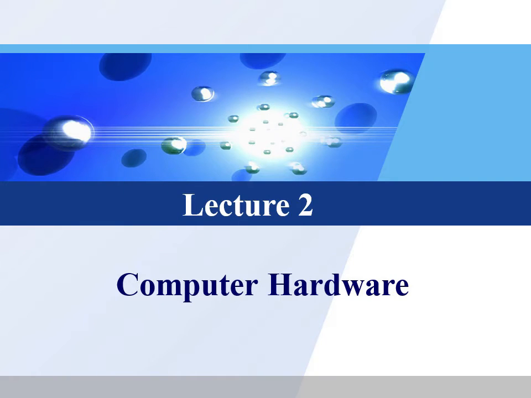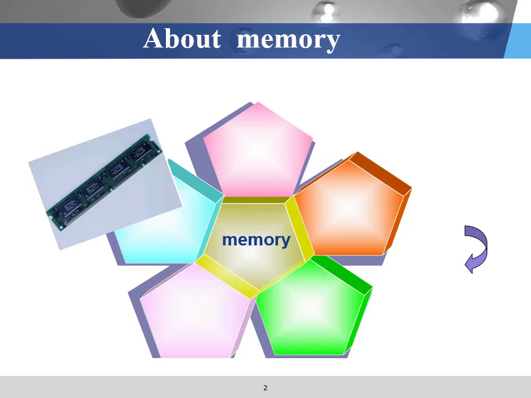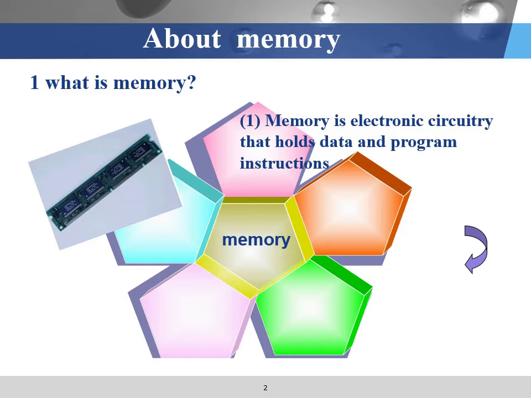Hi, in this video we are going to discuss the memory. As we studied in the previous lectures, in the John von Neumann architecture, the memory is at the center of the computer system. It is an electronic circuit that can hold the data and the program instructions. In order to run the program or read the data, you have to load them into the main memory.